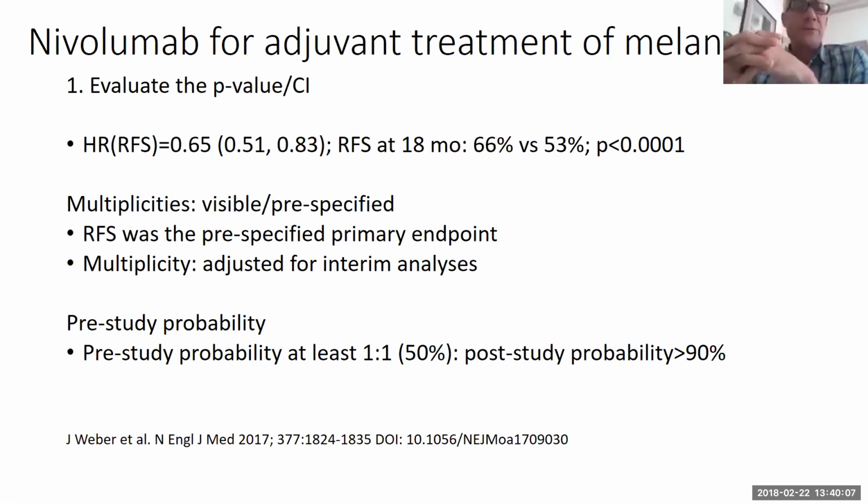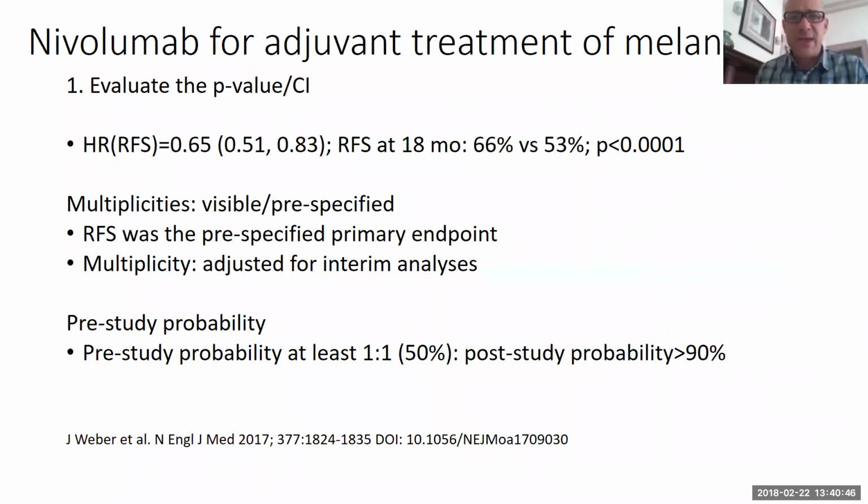So the first step is to evaluate the p-value and confidence interval and assess whether it could be a false positive. Now, RFS is recurrence-free survival and HR is the hazard ratio. The hazard ratio for recurrence-free survival is 0.65. It's less than the null value of 1, so that's looking like nivolumab is favourable in the context of adjuvant treatment of melanoma. And you can see the confidence interval doesn't include the null value of 1, so it's a statistically significant result, and that fits with the p-value, which is 0.301, so it's less than 1 in 10,000.